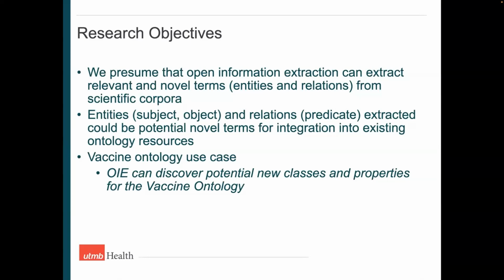So we surmise that open information extraction can extract relevant and novel terms, entities, and relations that can expand a biomedical ontology's terminological and domain scope. And we will use the vaccine ontology as our candidate target for our work. So we'll investigate whether open information extraction can discover potential new classes for the vaccine ontology, and whether open information extraction can discover new object properties or relations for the vaccine ontology.